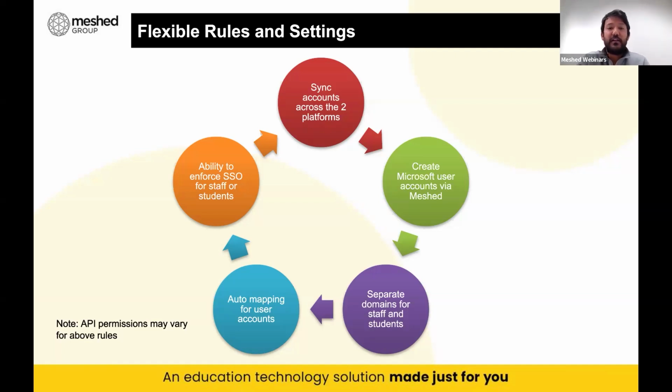Depending on what type of rule or what rules you want to set up for your organization, the app registrations need API permissions. Those API permissions will vary. So when we hear your requirement, then we will be able to tell you what API permissions you may need to acquire for your app registration.